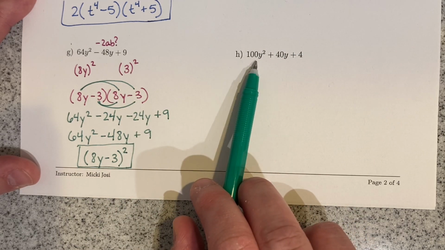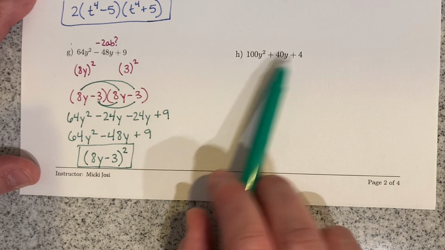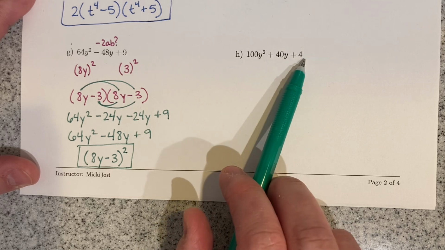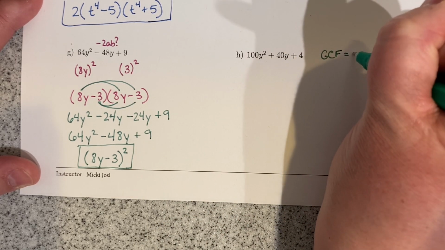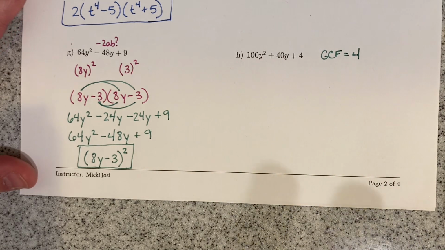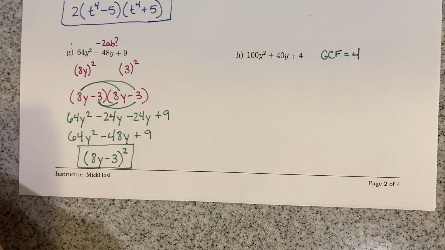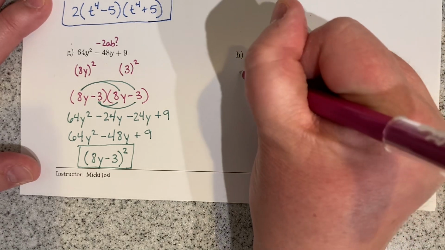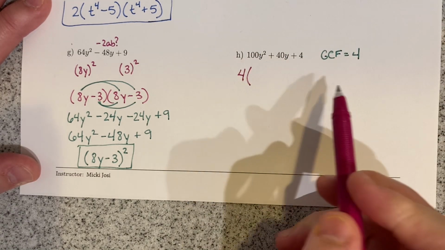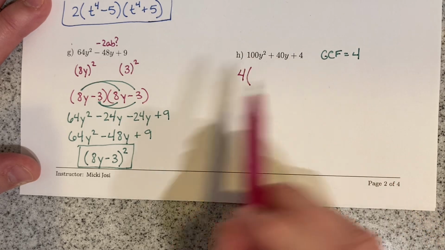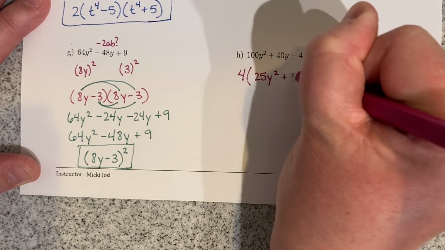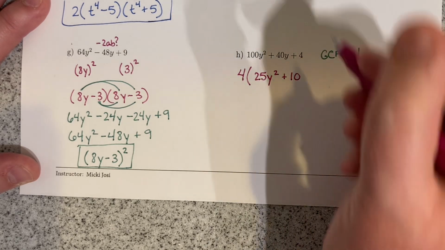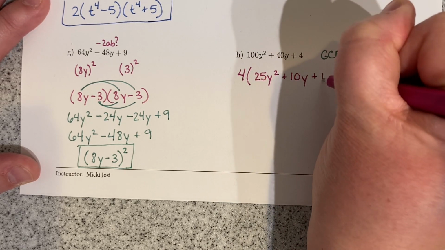All right. I'm seeing perfect squares, but actually I'm also seeing a GCF. The greatest common factor here is 4. Let's get that out. All right? It's always going to be easier if we find that greatest common factor. Even though we could maybe factor it without it, the better answer is take out that greatest common factor first. So I'm dividing everything by 4. So I get 25y squared plus 10y plus 1.